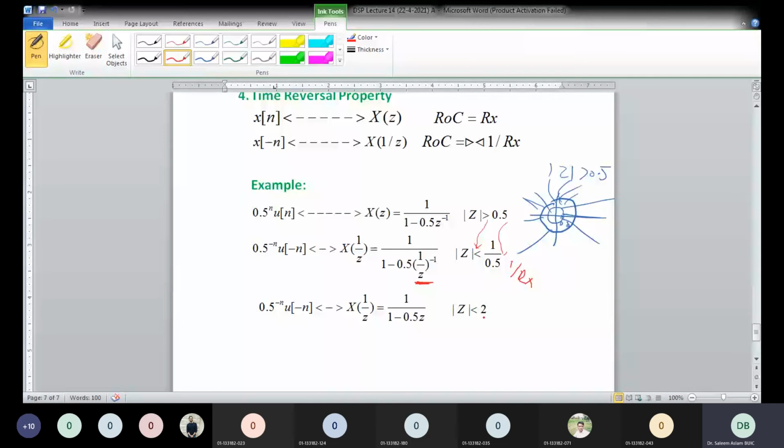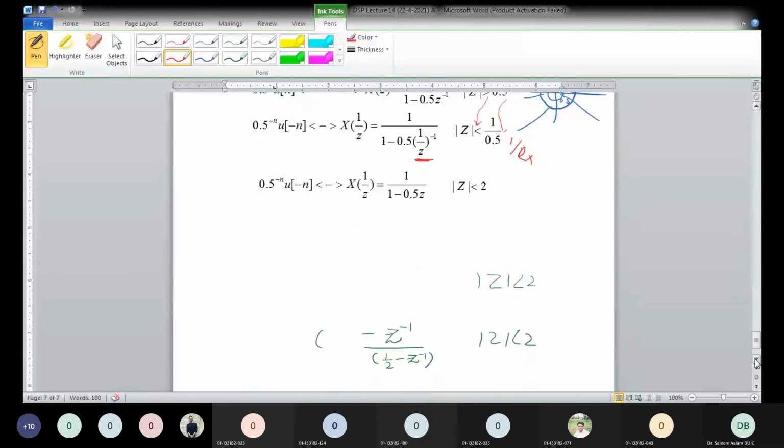So what would be the expression? It is 1 over 1 minus 0.5 z. Okay? Clear? Yes, sir. However, when you look at this expression, still the same problem. It's not in the form of z inverse but in the form of z. So let's try to bring it in the form of z inverse and see how we can represent it in the form of standard expression.